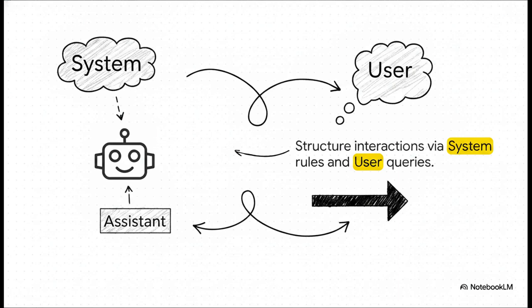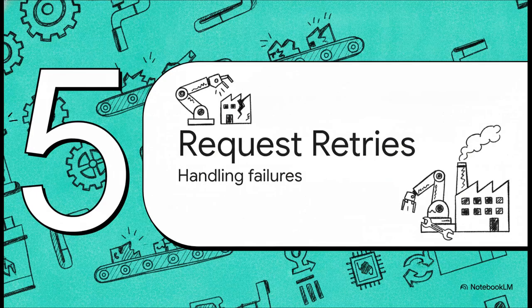The model processes that user query through the lens of the system prompt and then responds as the assistant. By structuring your payloads exactly like this, you ensure a really clear hierarchy of commands. It keeps your application's fundamental rules securely separated from the ephemeral, totally unpredictable queries of your users. Next up, Section 5, Production and Request Retries.